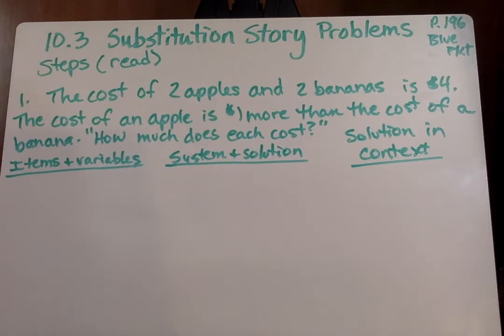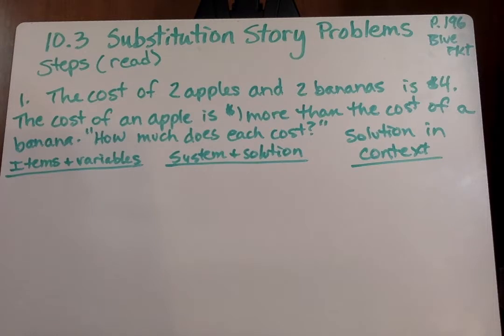The steps are: identify the items and assign variables. Remember, variables are the letters. Write two equations from the given information. Use substitution to solve for both variables. Round appropriately. And then number 4, write the solution in the context of the problem.